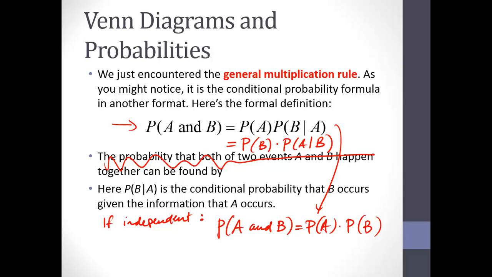And so that actually might be one of your homework questions: can events be both disjoint and independent? And there you go. Great question.